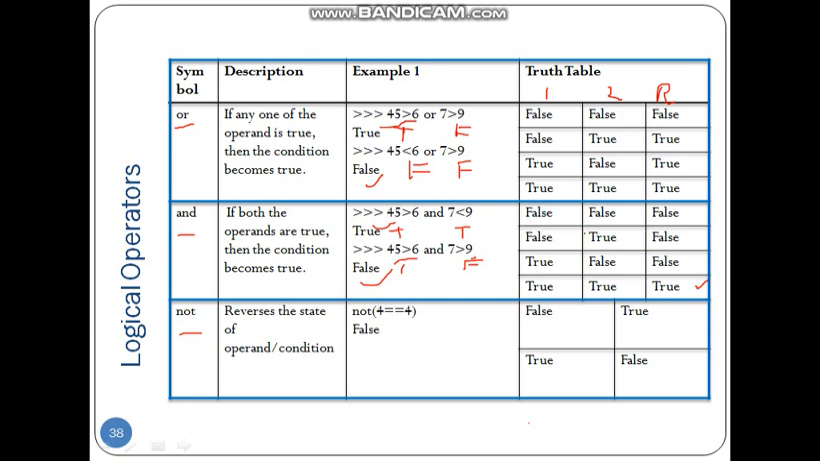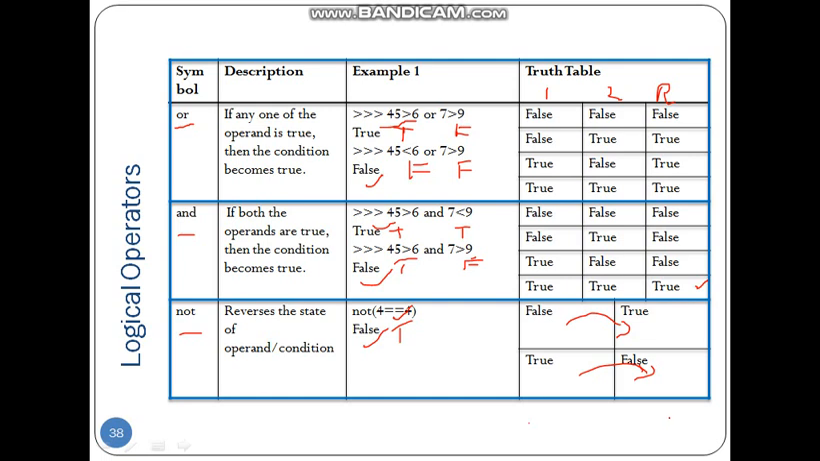Now let's see the not. Not means just the opposite, the reverse of anything. If it is false, it becomes true. If it is true, it becomes false. Just the opposite of that. Now see this example. 4 equal to 4. 4 is definitely equal to 4, that is true. Not true means false. So that is why the answer is false.